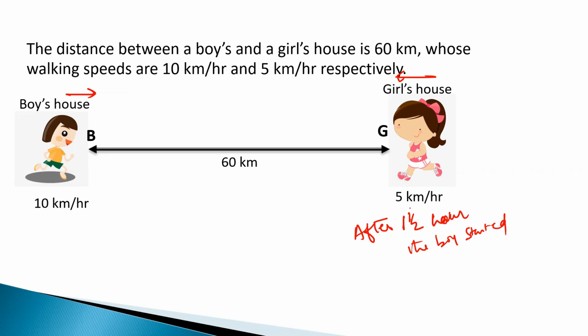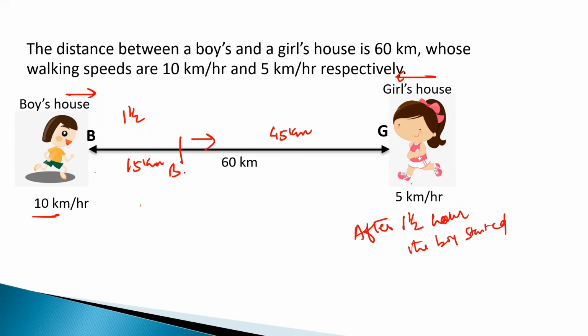So the girl started 1.5 hours after the boy started. That means for 1.5 hours, the boy walked alone. I'm just trying to correlate with the chapter of time and work. So for 1.5 hours, the boy covered a distance of 15 kilometers, because in 1 hour he covers 10 kilometers. So out of 60 kilometers of a job which has to be done, 15 is already covered. So you're left with 45 kilometers, which has to be covered by both.